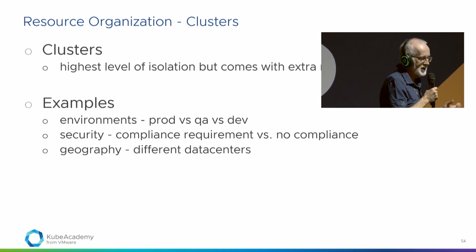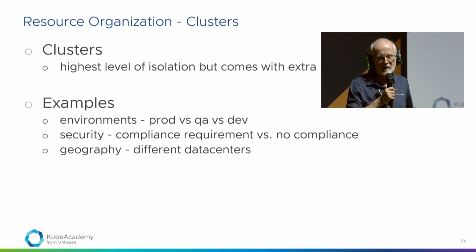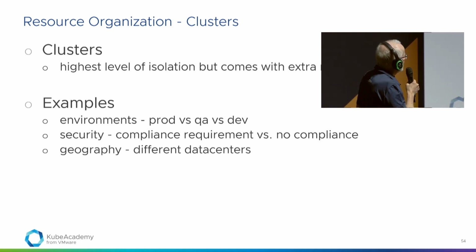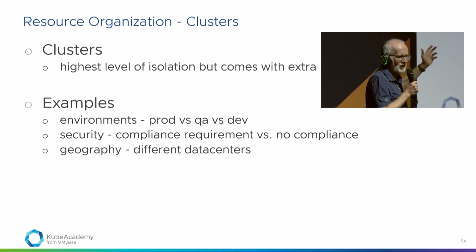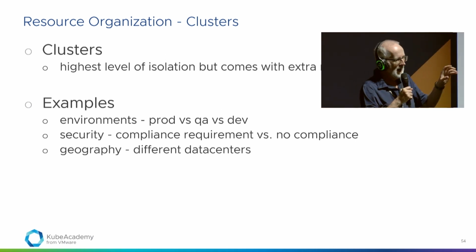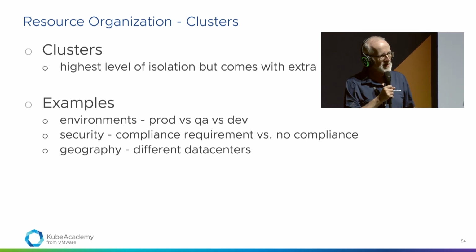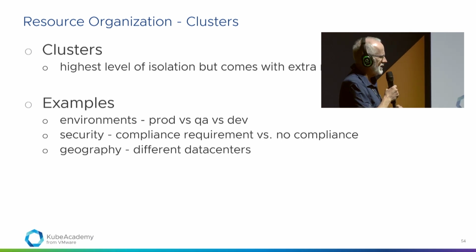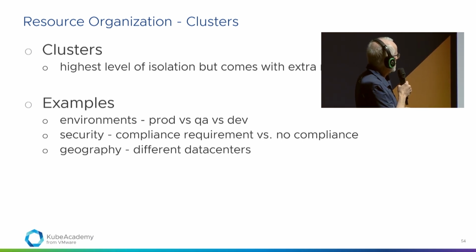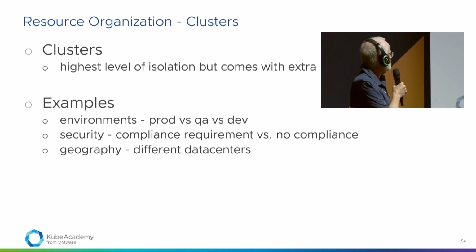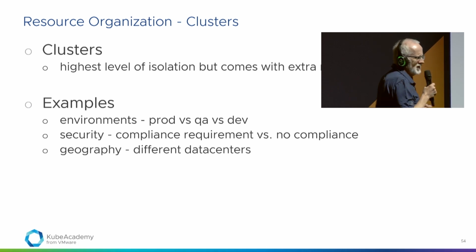So different environments, production versus a QA environment, classic one. Another one that's very common within, say, finance or health is where you've got really strict compliance requirements, where you absolutely cannot mix different applications from different parts of the organization, for security reasons. So compliance is one of the things that will drive you to putting things on separate clusters. And geography is another thing.